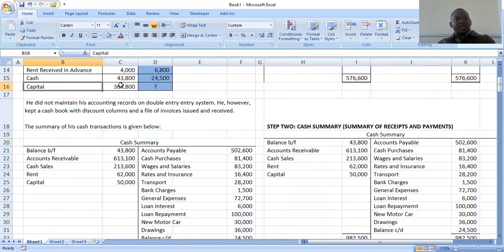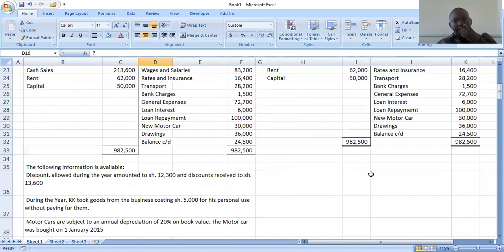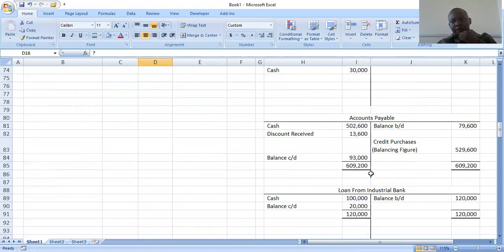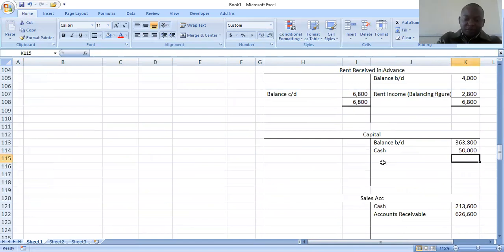The other item we have is capital. The balance carried down for capital, we have a question mark, so you need to do that manually. And where is capital? Capital is here. So the balance of capital, the total of the credit side is 413,800. Should be equal here.